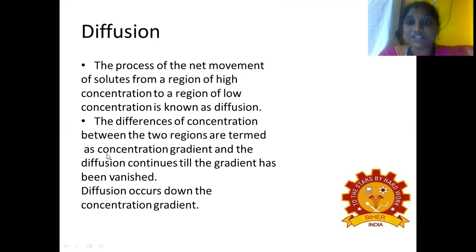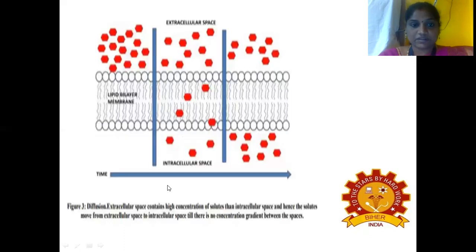So the differences in the concentration between the two regions, as they are moving from high to low region, are termed the concentration gradient. And the diffusion continues until this gradient vanishes. Until then the concentration gradient would be present, and diffusion occurs down the concentration gradient. So this is the diffusion process.